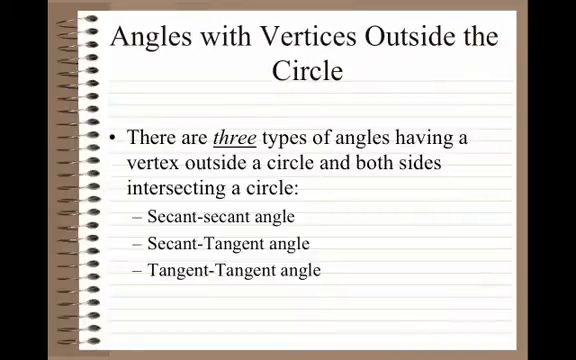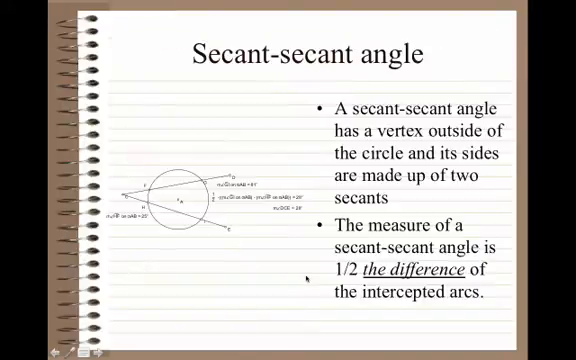What do we have for angles with vertices outside the circle? Well, there are three different types. There is the secant-secant angle, the secant-tangent angle, and the tangent-tangent angle. Let's take a look at all three.